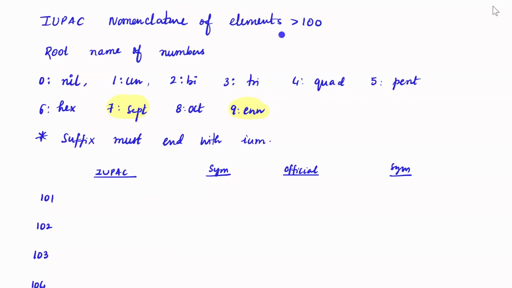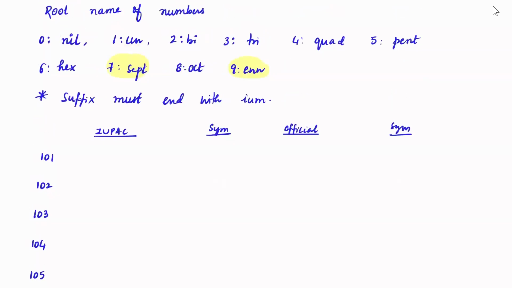But after 100, IUPAC decided to follow a nomenclature. In that nomenclature, they gave a root name for every number, and based on that, the suffix of every number has to end with -ium. For example, 0, 1, 2, 3, 4, and so on start with nil, un, bi, tri, quad, pent, hex, sept (not hept, it is sept), oct, and en.